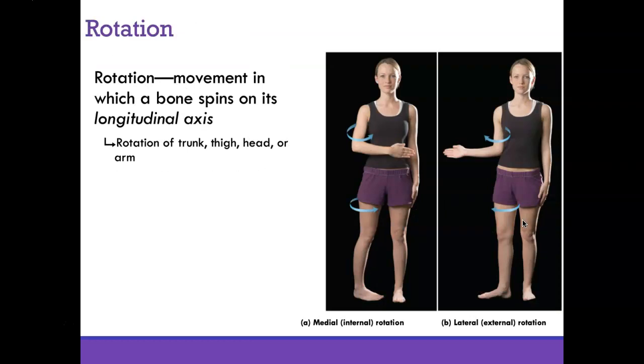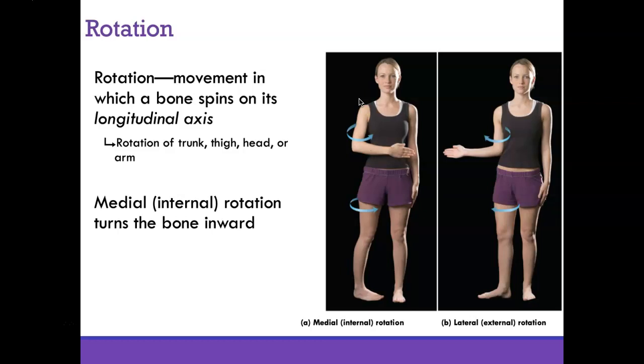Rotation is when a bone spins on its longitudinal axis. So longitudinal axis means the long axis. So think about the upper arm or the lower leg or the whole leg. It's when you rotate a bone on its longitudinal axis. So because of our shoulder, because of the ball and socket joint, we can rotate our upper limb.